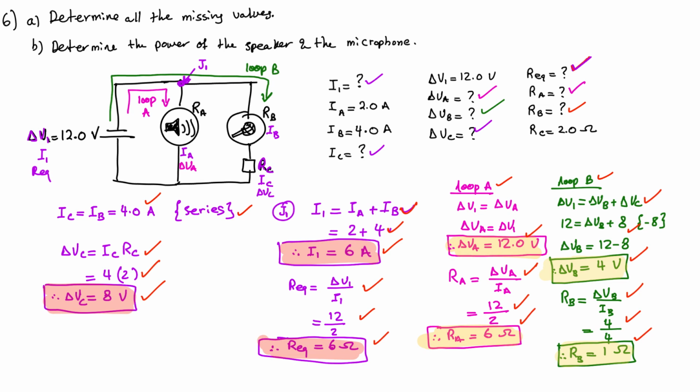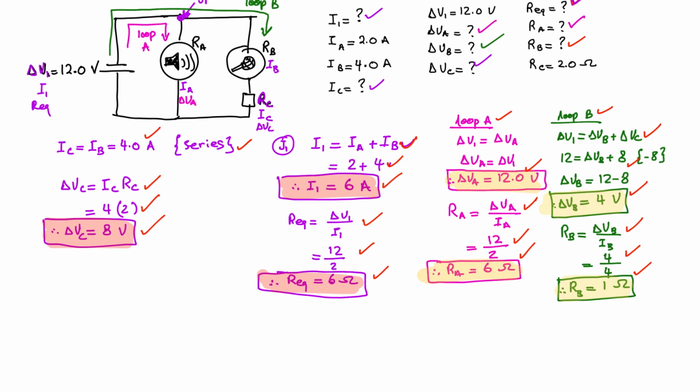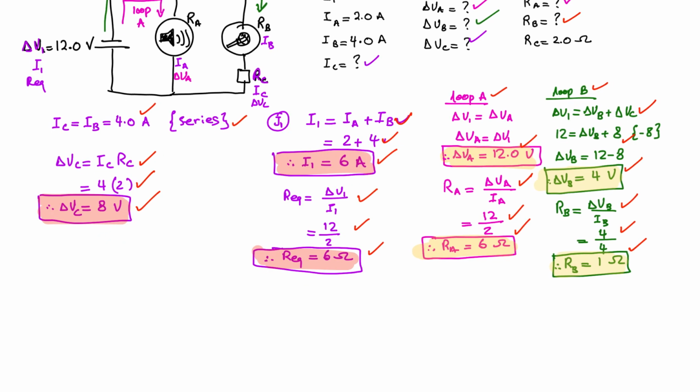Okay, finally, let's do the powers. I'm going to have to scroll up a little bit, and in order to do this, I need the voltage and the current across them. So I'll just do it over here. I need the power across A, that's the speaker, and that's going to equal the current across A multiplied by the voltage across A.